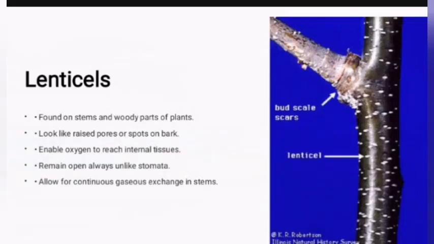Now I told you stomata are found in the underside of the leaf. Lenticels, on the other hand, are found in the stem and woody parts of plants. So what is the primary function of these lenticels? It allows oxygen to reach the inner tissues of plants. Is there any other thing I should mention here? It also allows continuous gaseous exchange in stems. Please, do you have any questions so far?